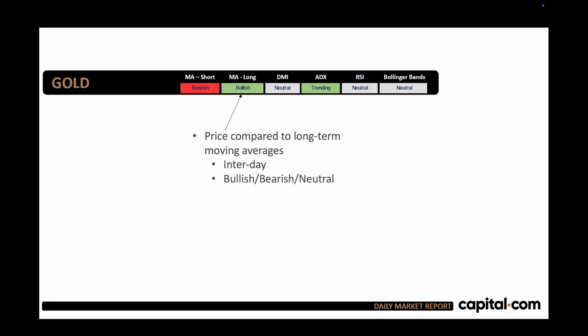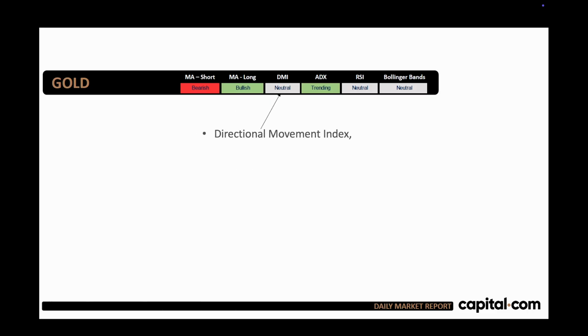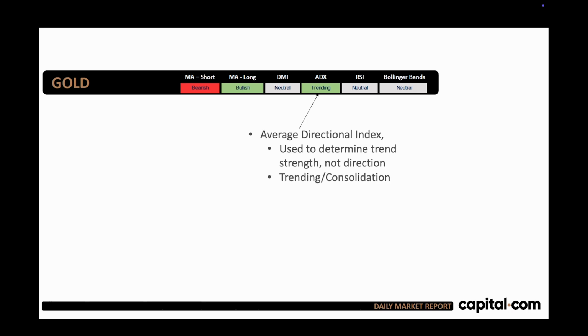DMI stands for directional movement index, and it's used with ADX to determine trend strength and direction. It's either positive, negative, or neutral. Speaking of ADX, the average directional index, it's used to determine trend strength, not direction. So it's not going to say up or down, rather whether it has a propensity to trend or is consolidatory. RSI is a popular one.